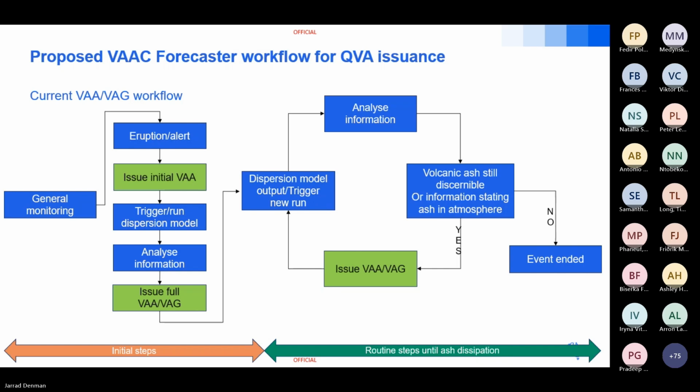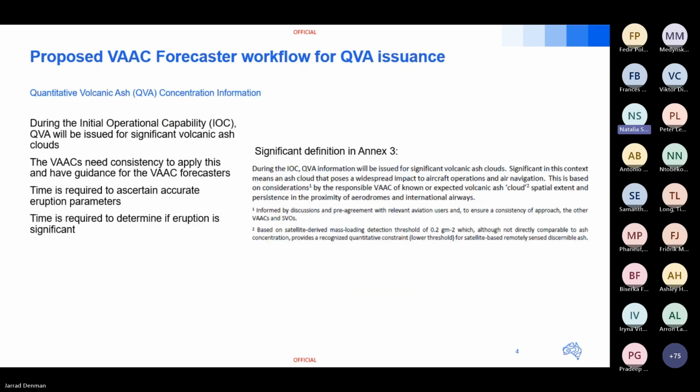So as we move to QVA, it will be the initial operating capability. It will be issued for significant volcanic ash. We have a significant ash definition that will be in Annex 3, which is there on the page as well, which gives guidance on what that will be. So it won't be for every eruption, but it'll be something that poses widespread impact to aviation or aircraft operations and air navigation.